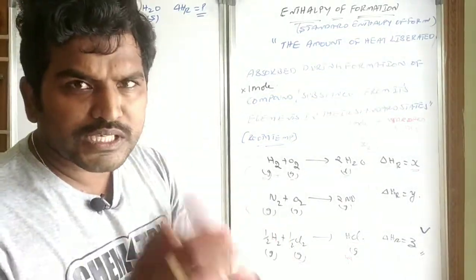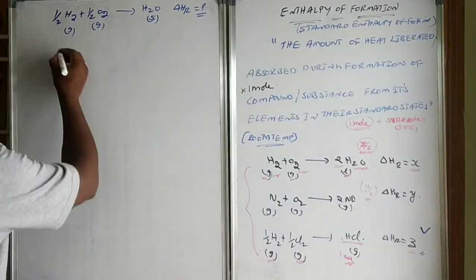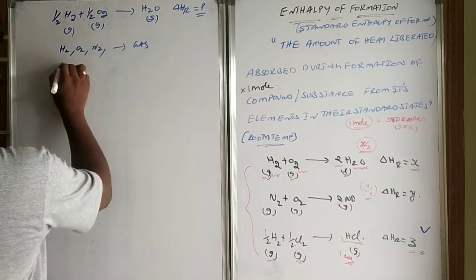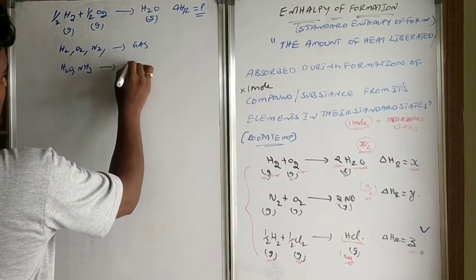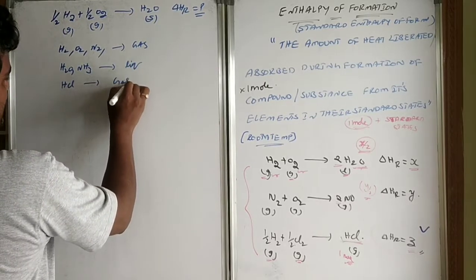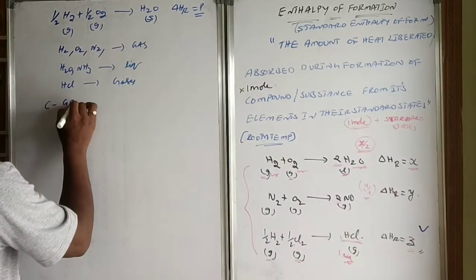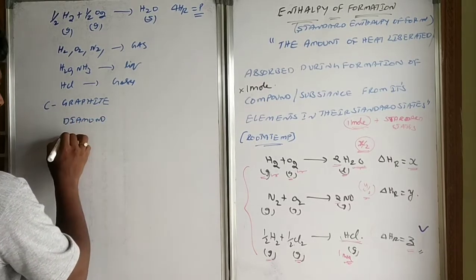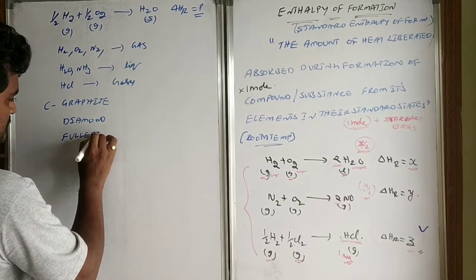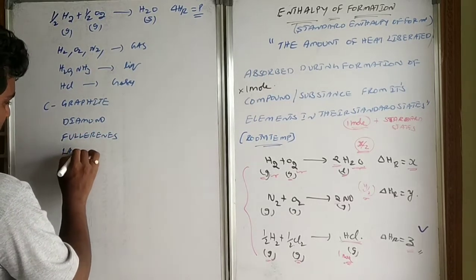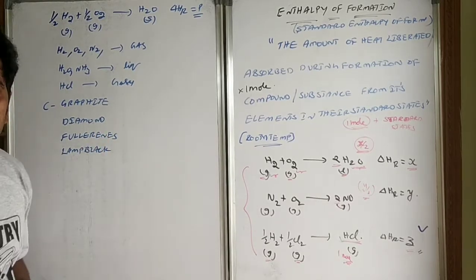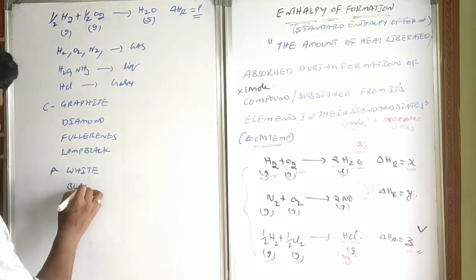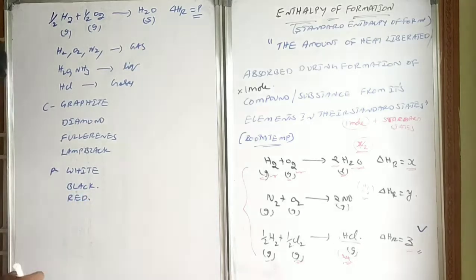To understand this question, first you should know the standard forms. You know very well that for hydrogen, oxygen, and nitrogen, the gas form is the standard form. For H2O and ammonia, liquid is the standard form. For HCl it will be the gaseous form. If you see carbon, graphite is present, diamond is present, fullerenes are there, and lamp black is present. Among these, what is the standard form for carbon? If you take phosphorus, white phosphorus is present, black phosphorus is present, and red phosphorus is present.